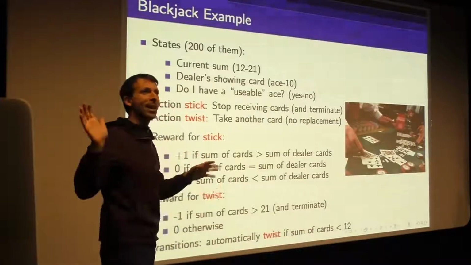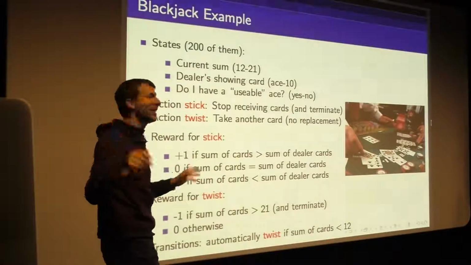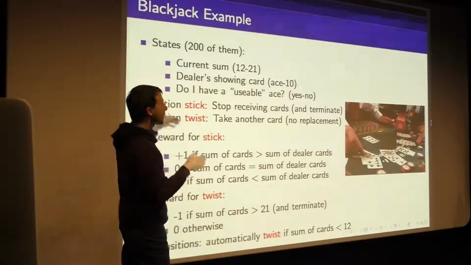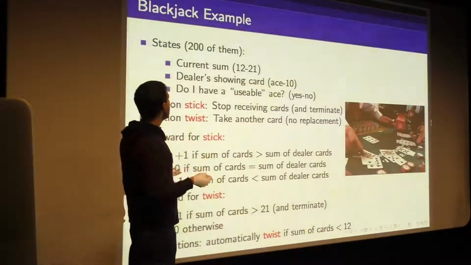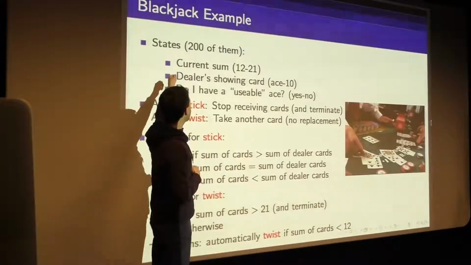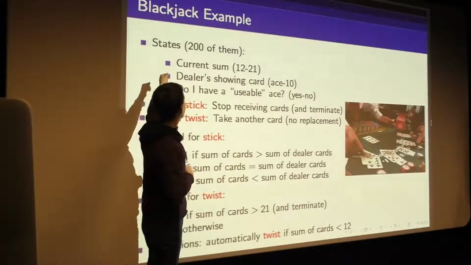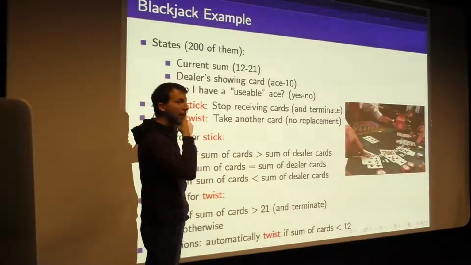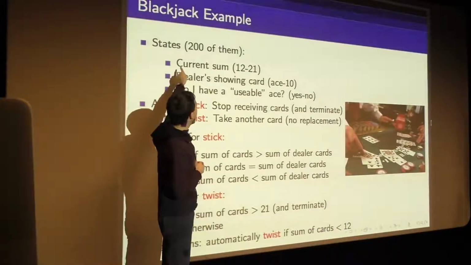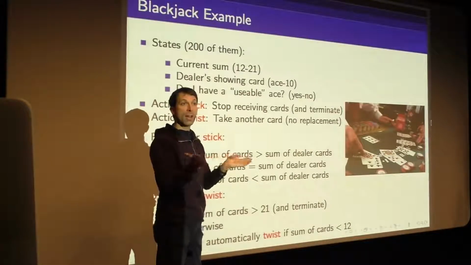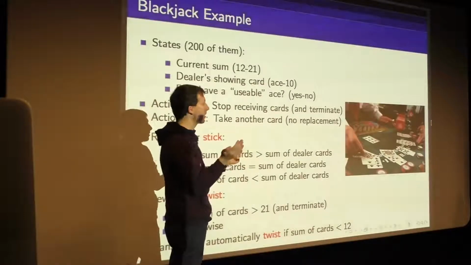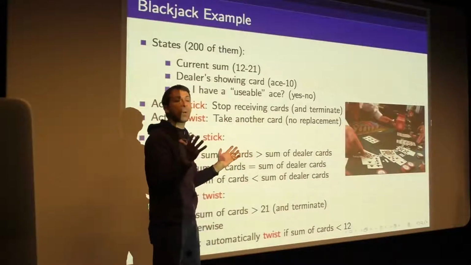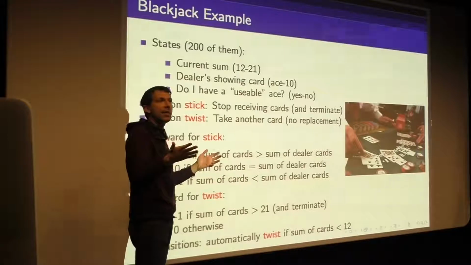And how many people know the game, by the way? Good. Okay. So we're going to represent this as an MDP, and we're going to treat the state as having 3 different variables. The first variable is the current sum of our cards. So if we've got 3 cards and the sum of those cards is 17, we're in a state with a sum of 17.